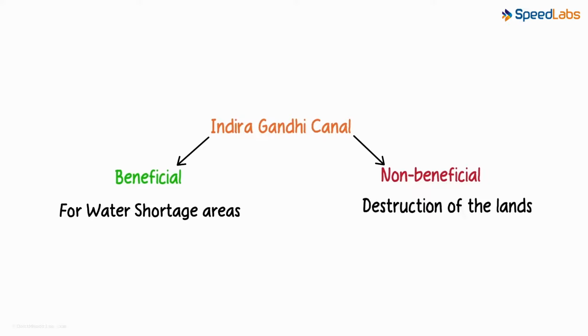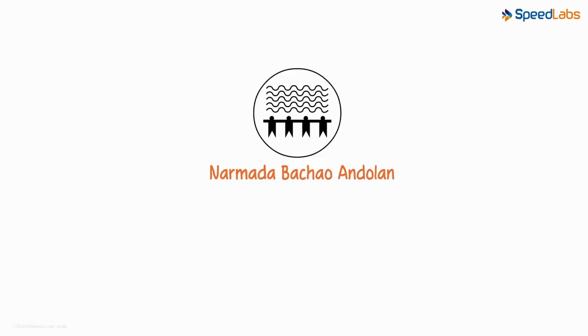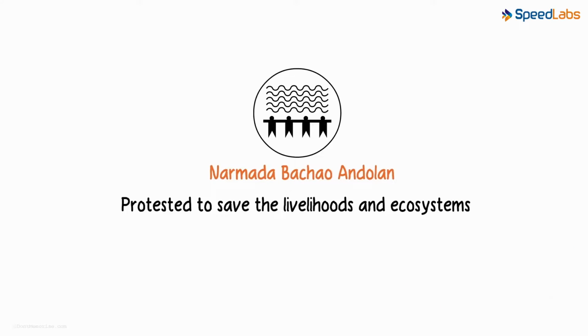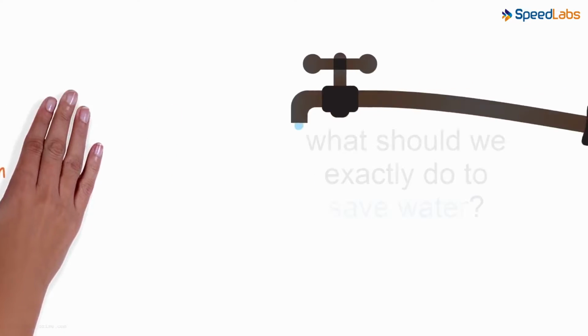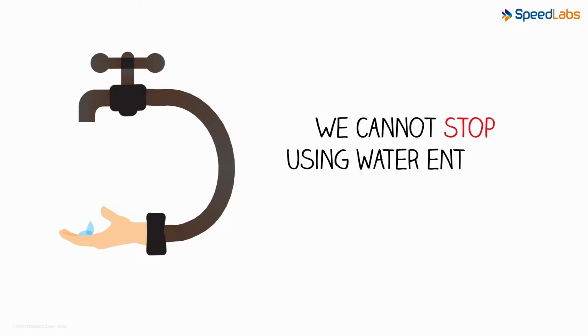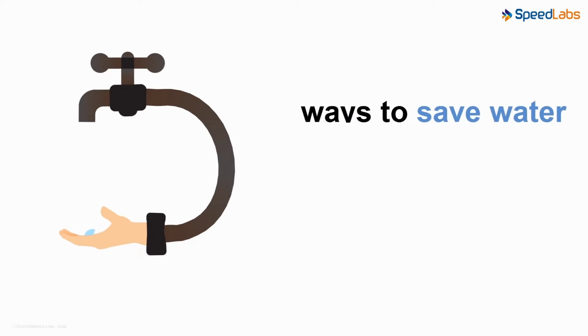this massive project. The Narmada Bachao Andolan was another movement to help prevent such loss. It protested to help save the livelihoods and the ecosystems which were at stake due to this mega dam project. So what should we do exactly to save water? We cannot stop using water entirely, can we? But there sure has to be a way out. Let us explore those ways in our next video.